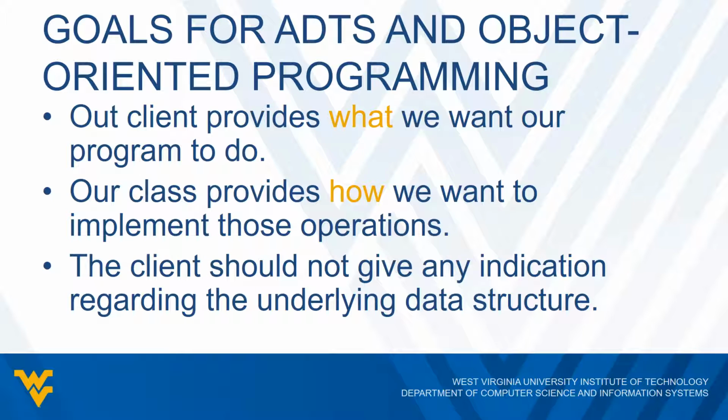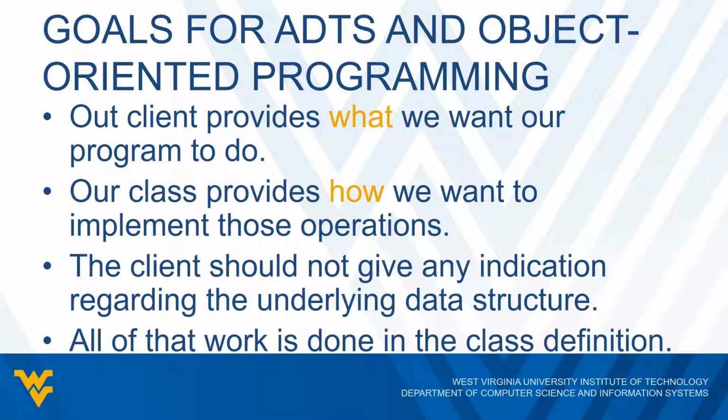So the client should not give any indication or any information about what's actually going on in the class, such as knowing what the underlying data structure is. If we look at the client, you shouldn't be able to tell if we're using an array data structure or a linked list data structure. All of that work should be done in the class definition. So the way I usually explain it to my students is the client is telling us what we're going to be doing. The class is going to tell us how we're going to go about doing it.